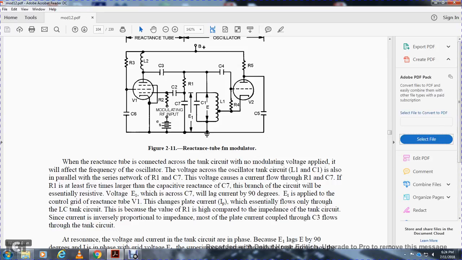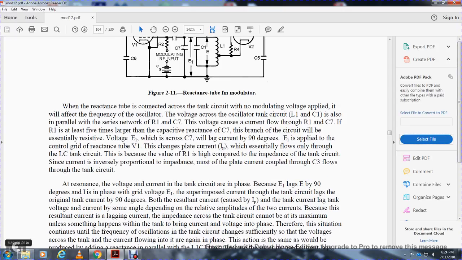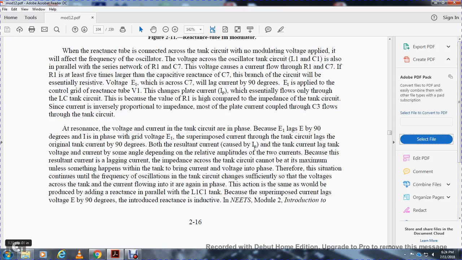E1 is applied to the control grid of the reactance tube, causing changes in the plate current. The plate current flows essentially only through the inductive part of the tank circuit because of the value of resistor 1 compared to the impedance of the tank circuit. Since the current is inversely proportional to the impedance, most of the plate current coupled through capacitor 3 flows through the tank circuit. At resonance, the voltage E1 lags 90 degrees, and the plate current is in phase with the grid voltage E1.